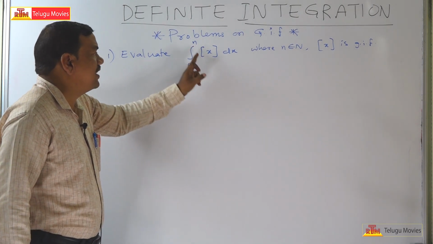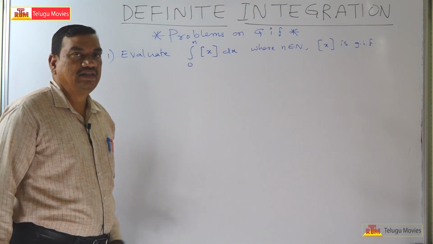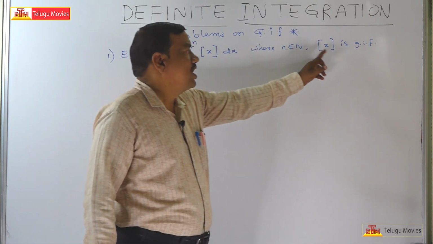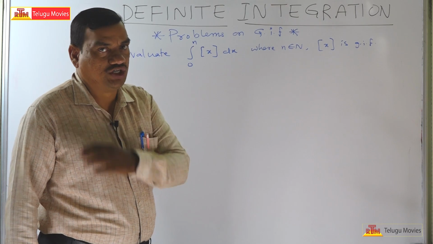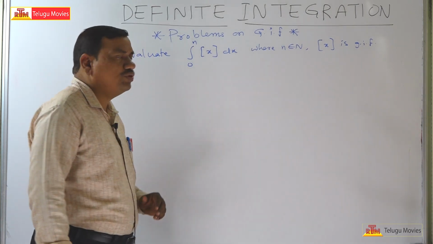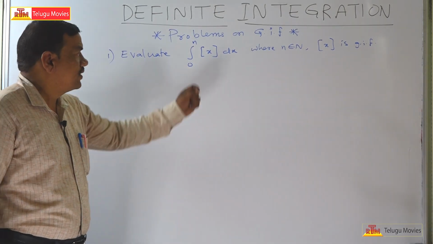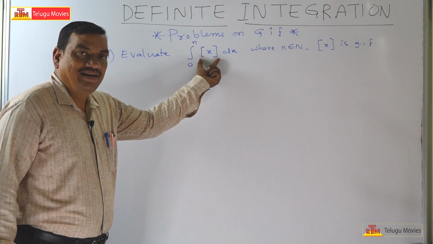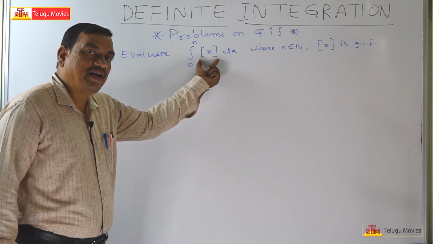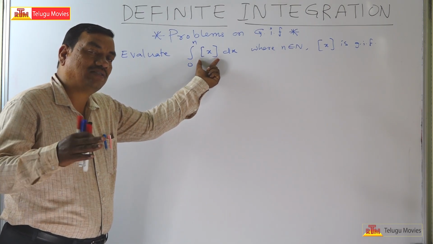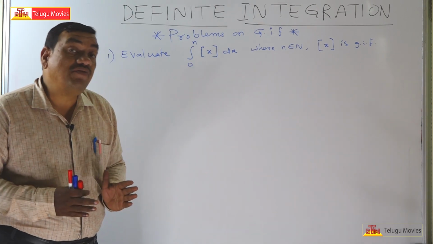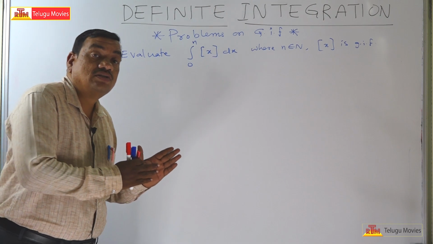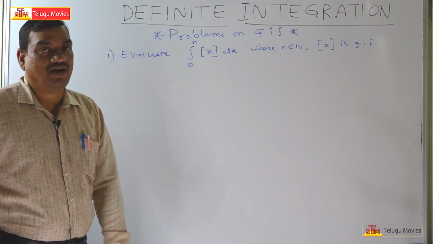Integral 0 to n of [x] dx. Here n is a natural number. Of course, [x] is the greatest integer function. Then how to do this problem? See here, the integrand is [x]. Whether it is [x], or mod x, or signum x, or fractional part of x, its behavior will change in each and every interval.